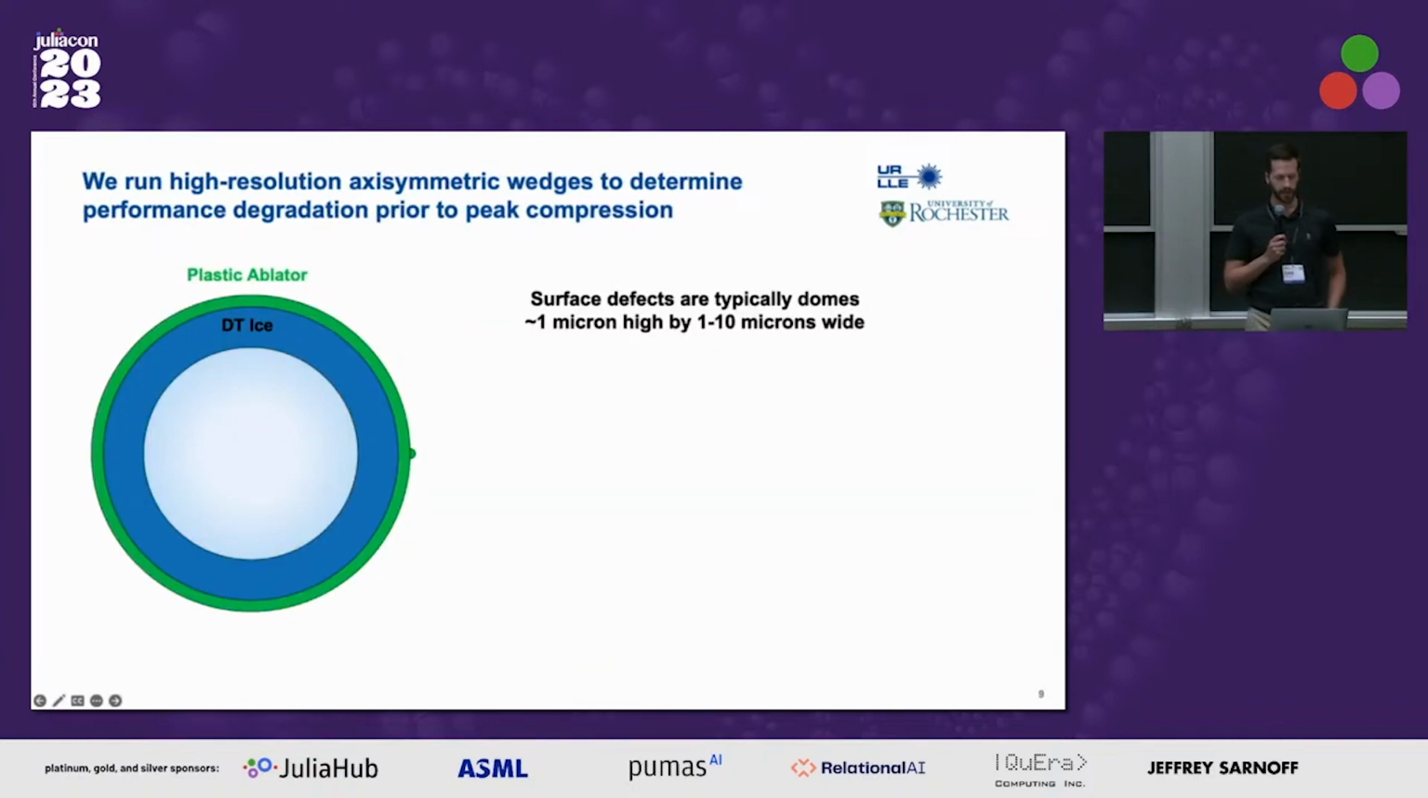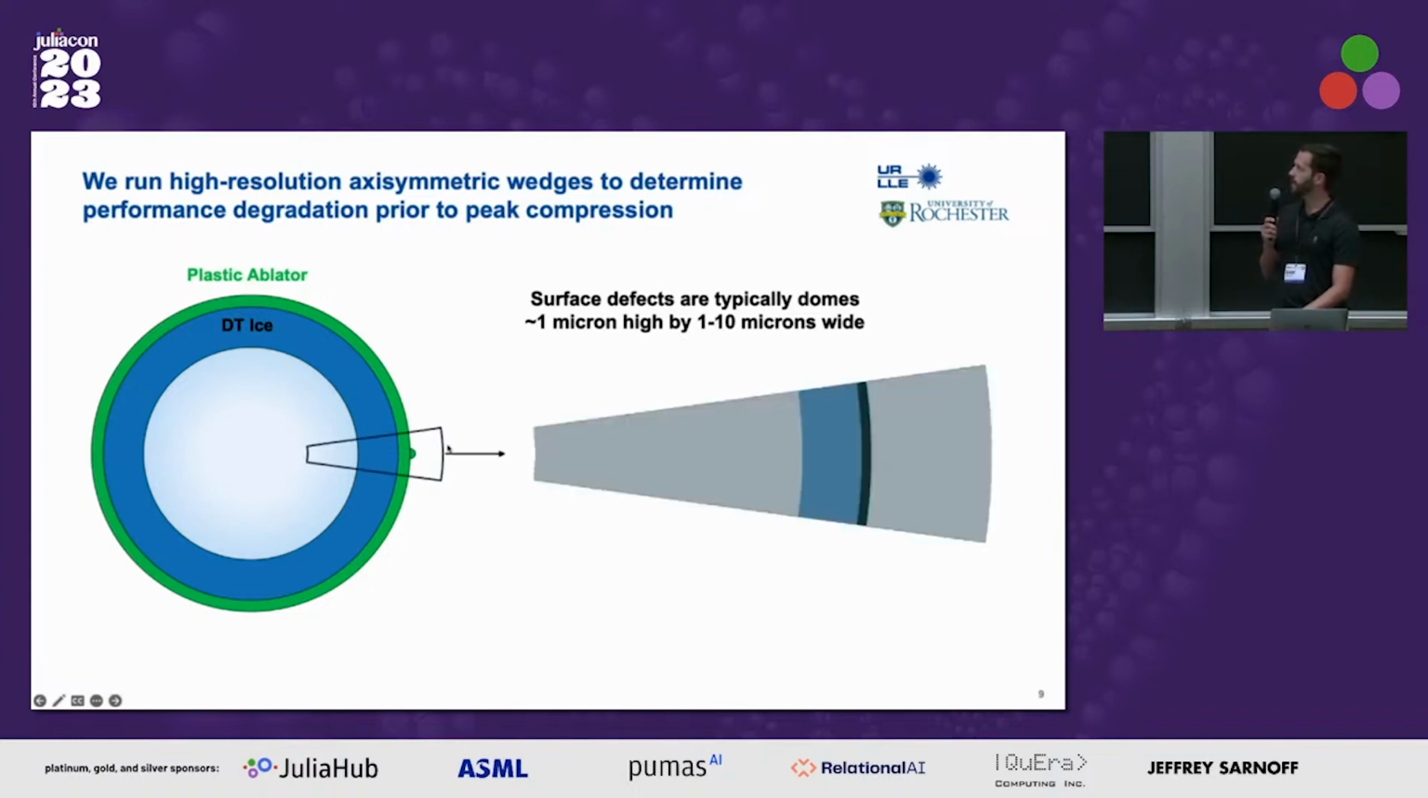So one of the things we can do is we run high-resolution axisymmetric wedges to determine performance degradation prior to peak compression. So what all this means is we don't simulate the whole thing all at once in this case, and we just focus on a particular region. So we'll look at this section here, and then on the right here, this is an example of a simulation domain. So here we have a layer of plastic on the outside, a layer of ice, and then gas on the inside. And on the right here, this is just vacuum.